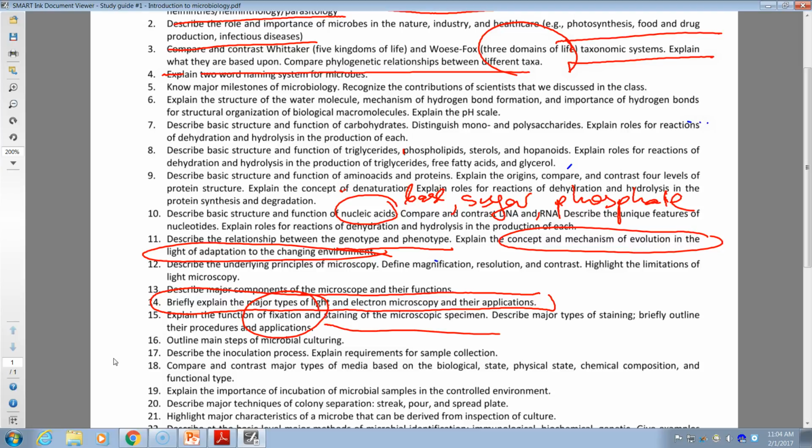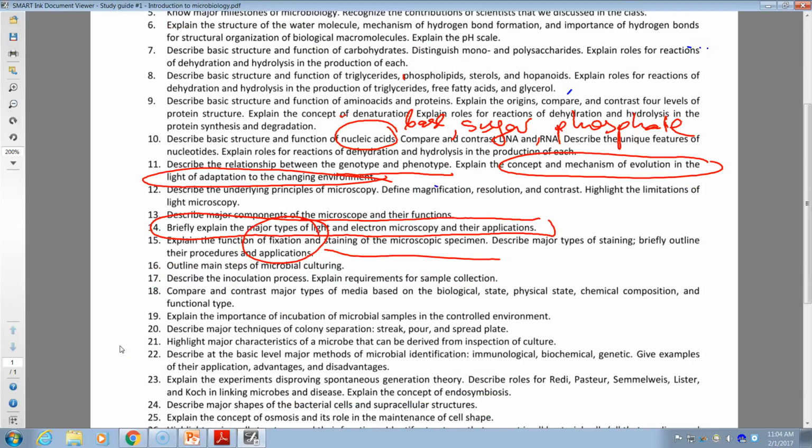Any questions on microscopy and staining? Always get a question, how in depth do I have to know? Again, I told you, deep enough that when you see the definition, you know what it's talking about. That's enough. Okay? That's good.